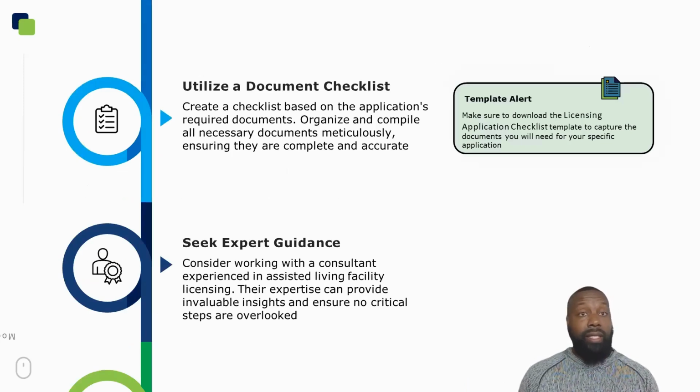Utilize a document checklist. These applications will have checklists attached to them, and they make it easy for you. Just go down the checklist, see which ones you can knock out and when, knock out what you can, and then check them off. Because if you try to do things disjointed, it's just going to come back and bite you.